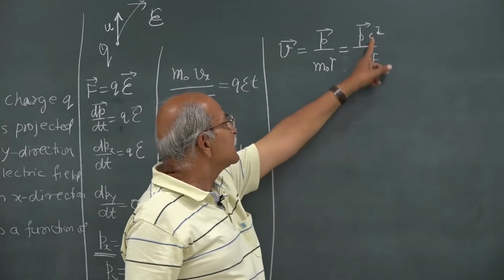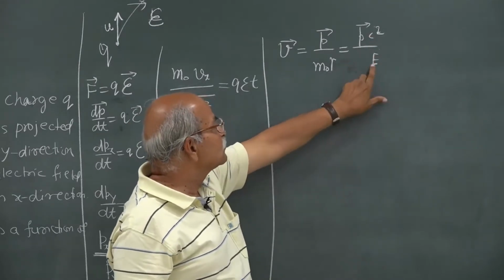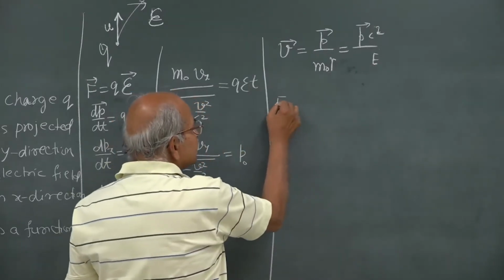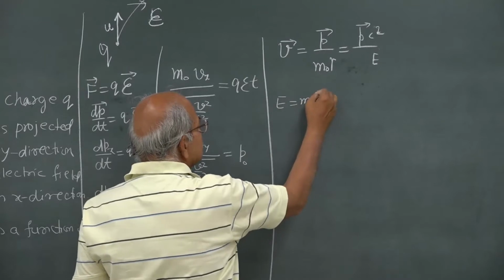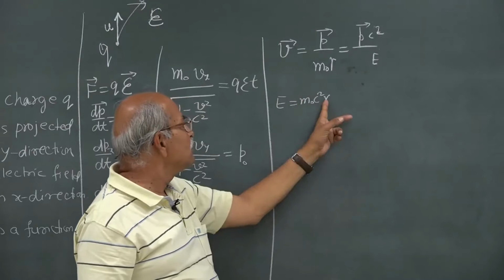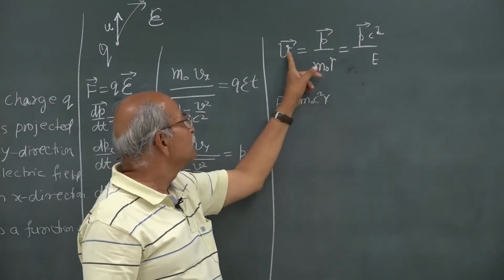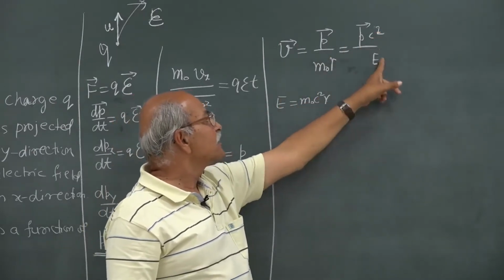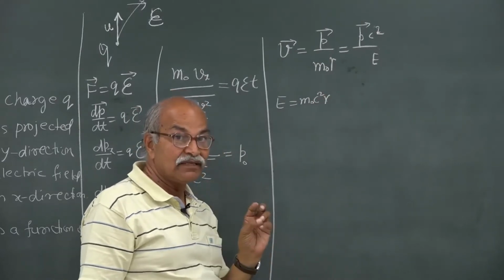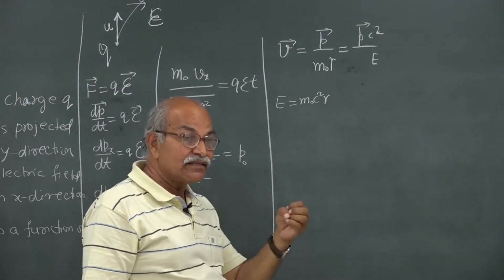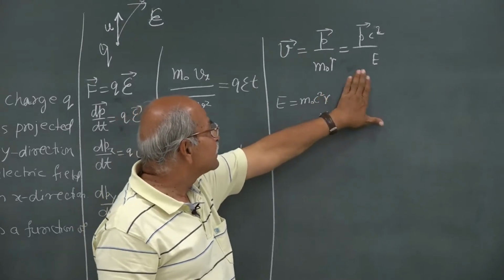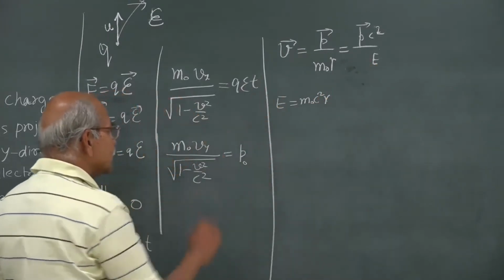What is E by c square? This is the total energy. Remember, this is the total energy. Total energy is m naught c square gamma. So, instead of this m naught gamma, you can write just E by c square. So, v is p c square by E, and total energy, if you have a particle, is the kinetic energy plus the rest mass energy. So, you can use this relation.